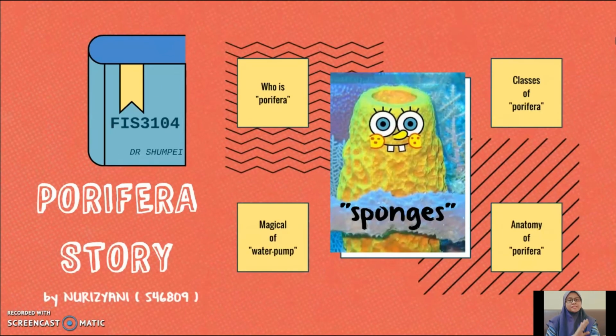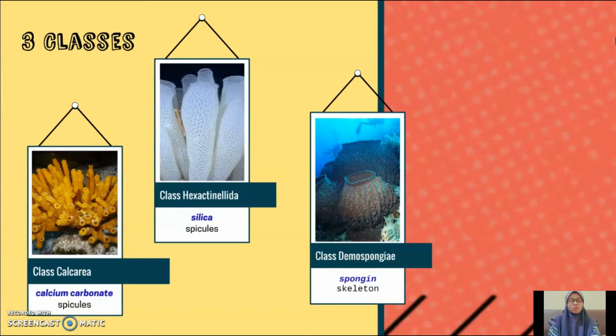So that's all for chapter 1. Next, we go to chapter 2, classes of Porifera. Sponges have 3 classes: class Calcarea, Hexactinellida, and Demospongiae. They are all differentiated by their skeleton or spicules. As you can see here, class Calcarea is made up of calcium carbonate spicules. Meanwhile, class Hexactinellida is made up of silica spicules, and class Demospongiae is made of spongin skeleton.